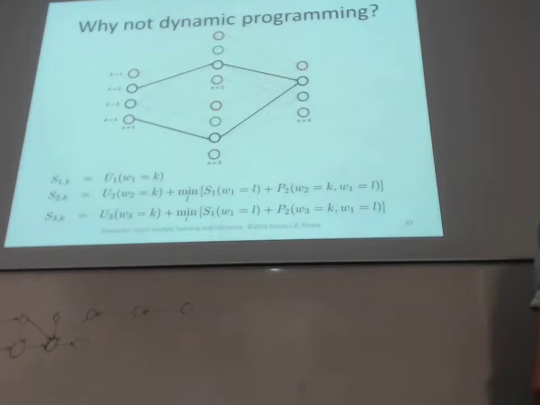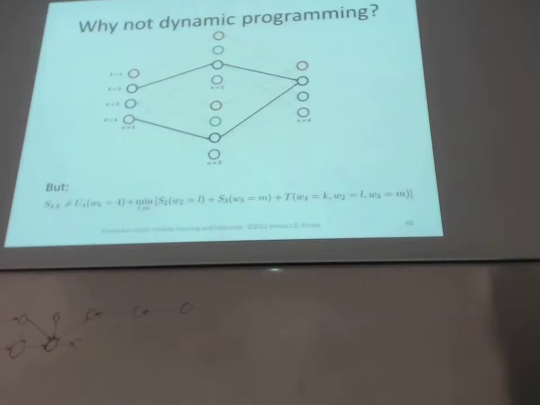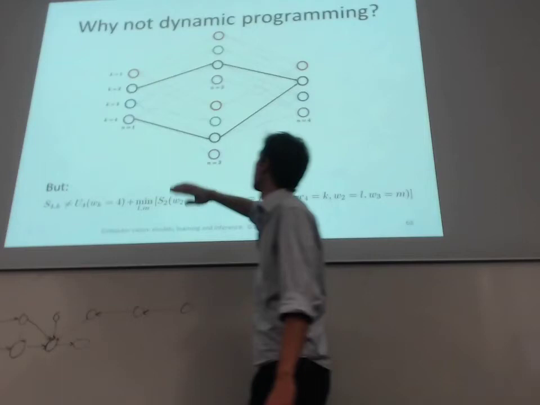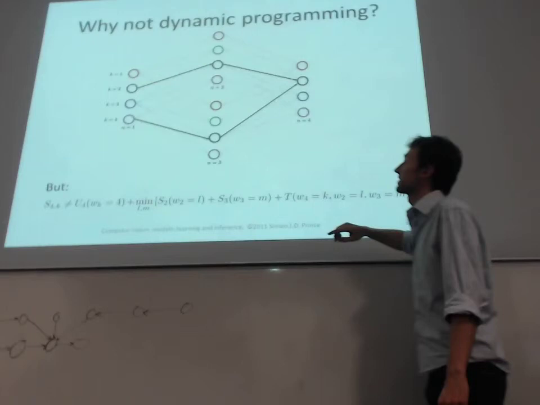It's basically saying the same thing mathematically. We will have this cost, and it turns out they are not equal to each other. The accumulated cost S4, the sum of the costs that we get here, is not equal to the thing that minimizes what we computed when we were going forward.